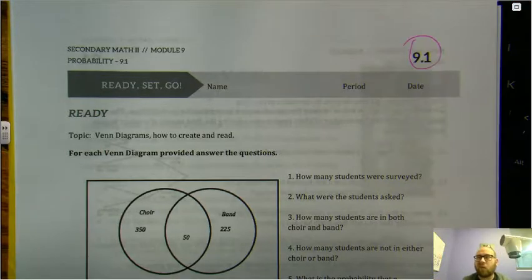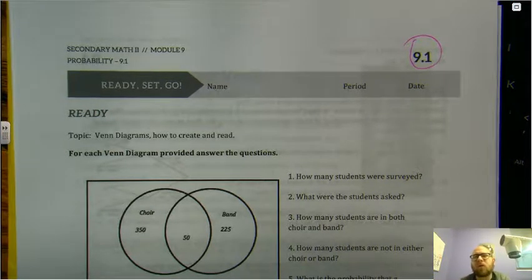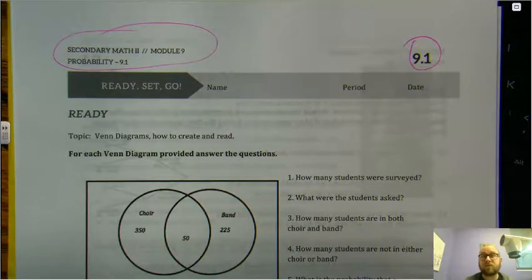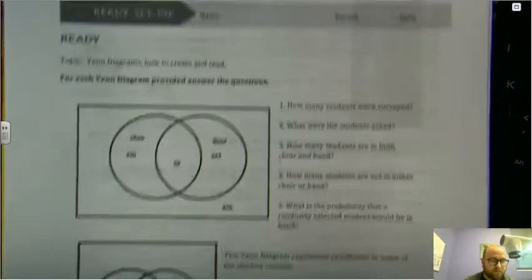This is probability 1 though. I mean, the 9 doesn't matter. We're not going in sequential order anymore. We're just going to hit the topics that we want from secondary math unit 2. So if you need to find this on the Math Vision Project website, it's going to be under secondary math 2, module 9. You can find that right there. It's called probability. Let's go ahead and move on.